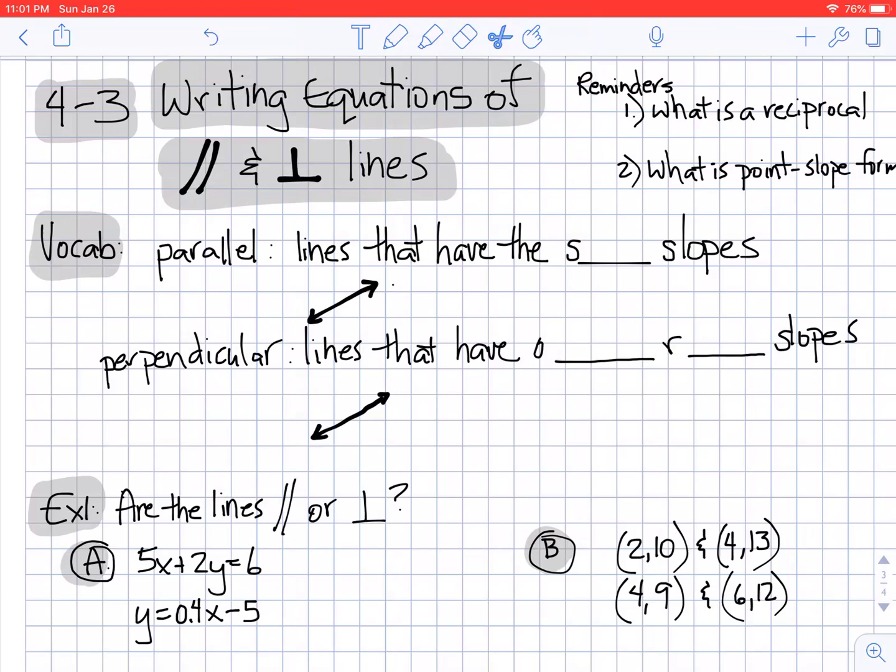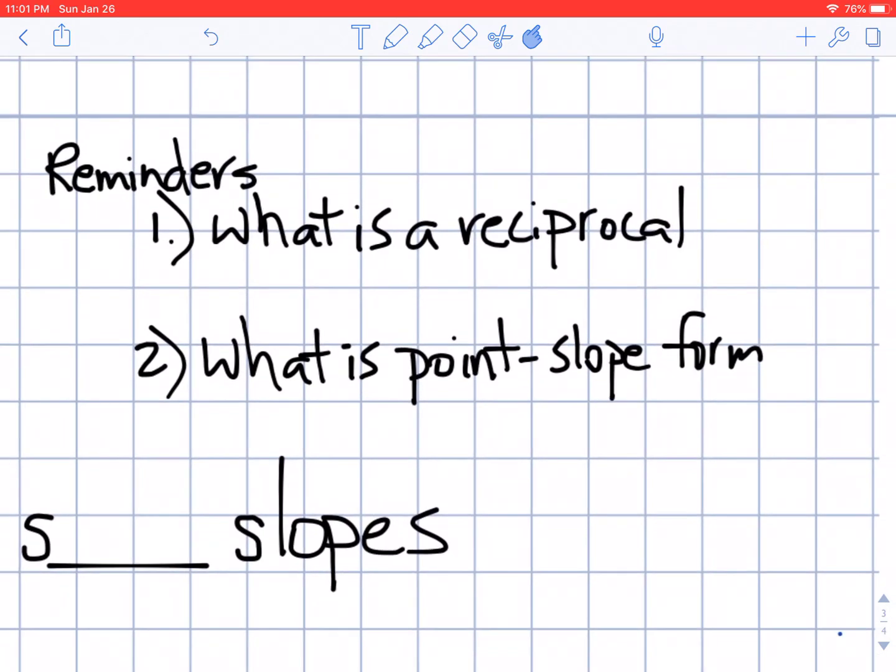Welcome. This is section 4.3, writing equations of parallel and perpendicular lines. Get that title down. Before we start off, we need to do a couple of reminders here. Number one, what is a reciprocal? This word is going to come up today.